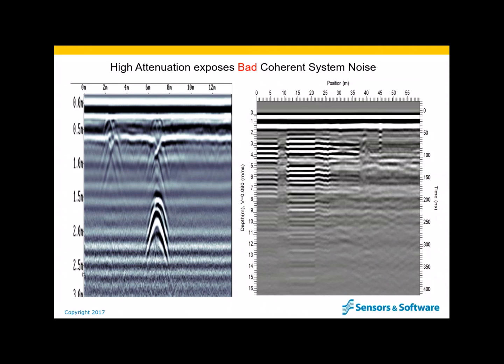If you see flat reflectors in your data, be suspicious. Mother Nature is not like that. If you are collecting data over undulating ground and you have flat reflectors in your data, they are almost certainly coherent system noise and should be ignored.